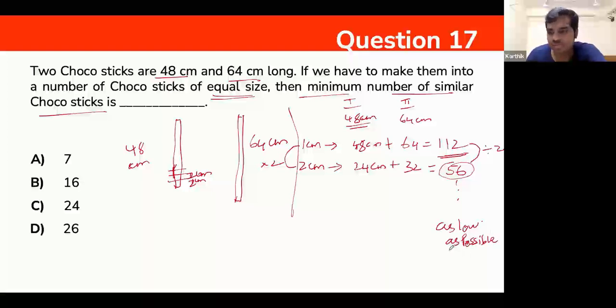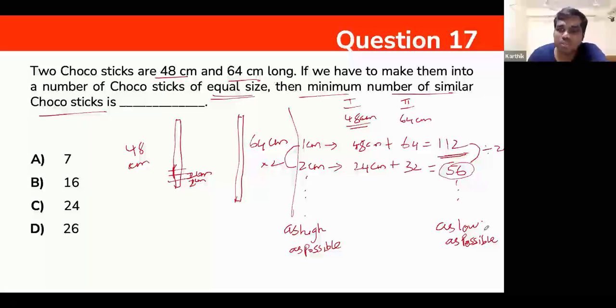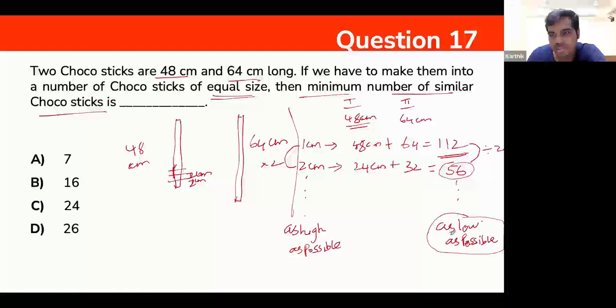Correct? It should be as low as possible. That means this number should be as high as possible. Yes, correct? That is the minimum number, so they want this number to be minimum, right? So this particular dividing number should be maximum. Like if you take 3, it will divide 48, but 3 will not divide 64, right? So you cannot use 3 as a common number that will divide. So what will be the largest common number that will divide these two numbers?